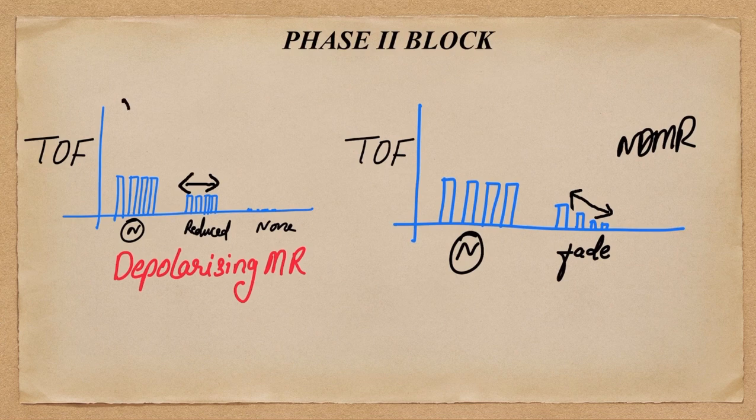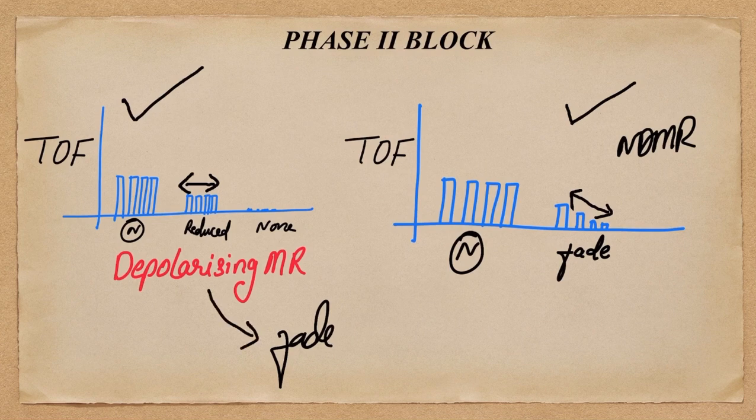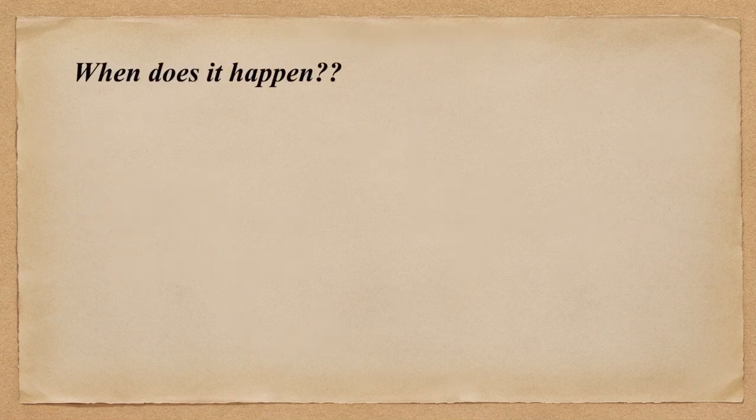So this is the train of four response for depolarizing muscle relaxant, and this is the train of four response for non-depolarizing muscle relaxant. However, can we see a fade response when we administer depolarizing muscle relaxant?